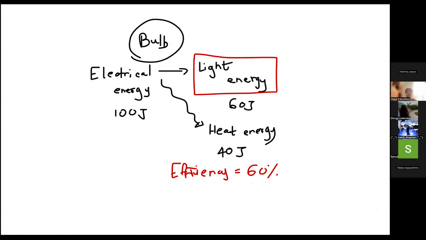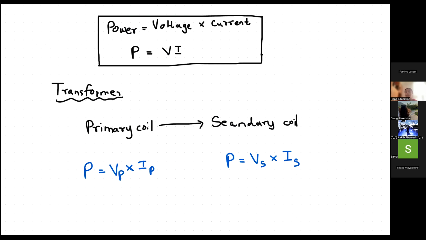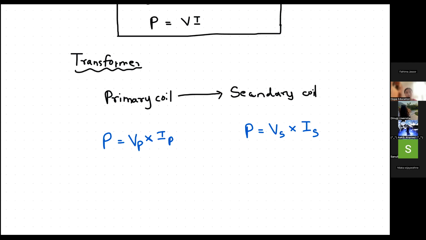If you take a transformer, current goes from the primary coil to the secondary coil, so power goes too. Practically, there is no 100% efficiency, even in a transformer. Current in the primary coil with that voltage generates power, and that power is transmitted to the secondary coil. Generally there isn't 100% efficiency. If 100 joules of electrical energy goes into the primary coil, that 100 joules will not all reach the secondary coil. But we assume the efficiency is 100%.